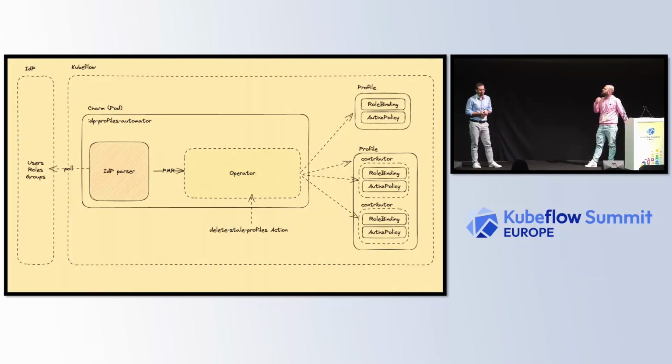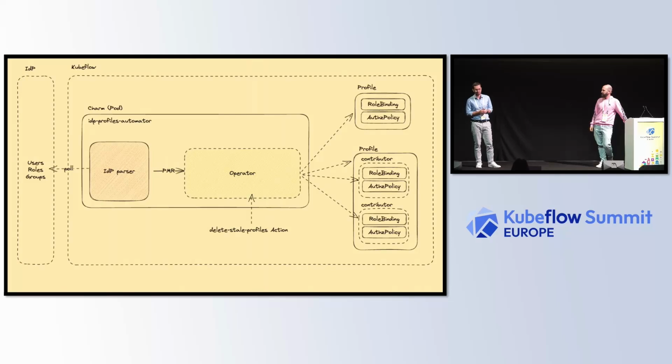Here is a diagram of the idea we're presenting. Starting from the left to the right, we have the identity provider, which has information on users, roles, and groups, and this is mapped to profiles and contributors on the Kubeflow side. We have an IDP parser that continuously polls this information and creates a PMR, which is an abstract form of this information. This stands for profile managed representation. And we're using an operator which continuously tries to sync the information of the cluster with the PMR we have provided.